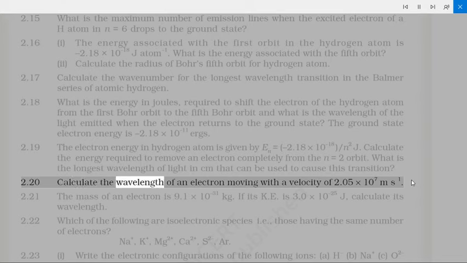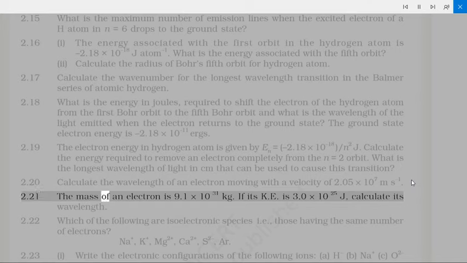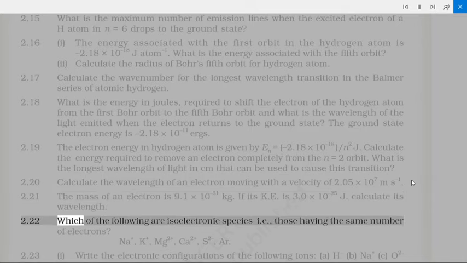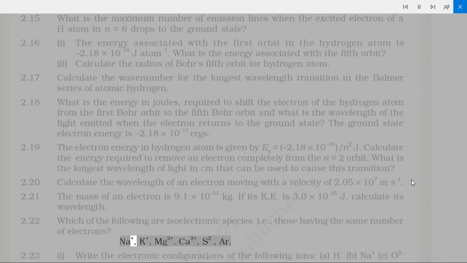2.20 Calculate the wavelength of an electron moving with a velocity of 2.05 × 10^7 m s^-1. 2.21 The mass of an electron is 9.1 × 10^-31 kg. If its KE is 3.0 × 10^-25 J, calculate its wavelength. 2.22 Which of the following are isoelectronic species, i.e., those having the same number of electrons? Na+, K+, Mg2+, Ca2+, S2-, Ar.